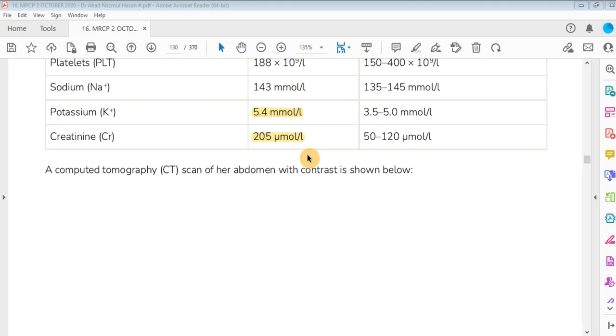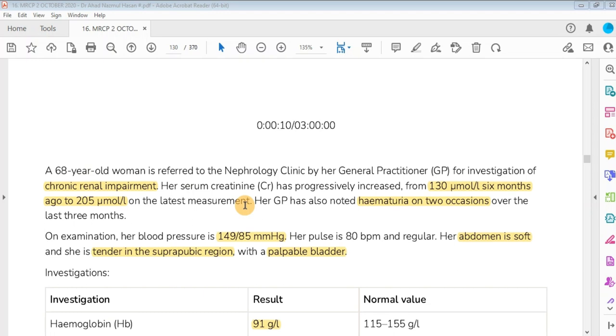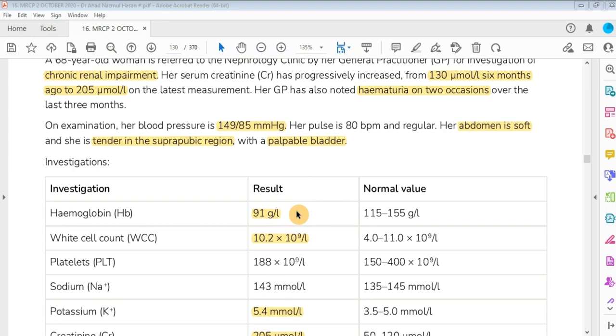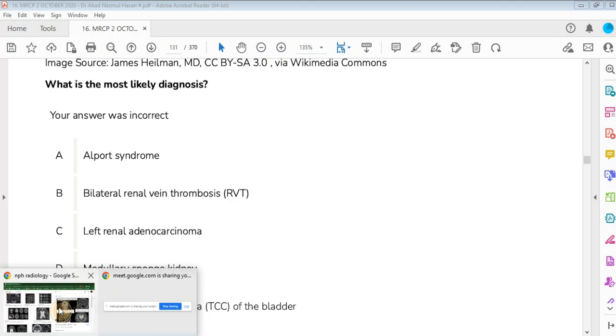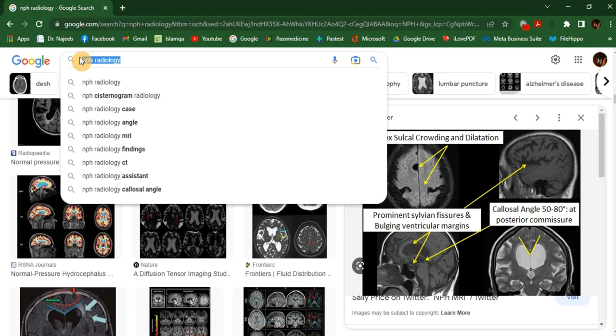Based on the NICE guideline, if the age of the patient is greater than 55 and the patient comes up with features of recurrent hematuria, then we should always exclude transitional cell carcinoma. And a patient with transitional cell carcinoma often develops bilateral hydronephrosis. So most likely this patient has underlying transitional cell carcinoma of the bladder. But before that, let me show you some pictures related to bilateral hydronephrosis.